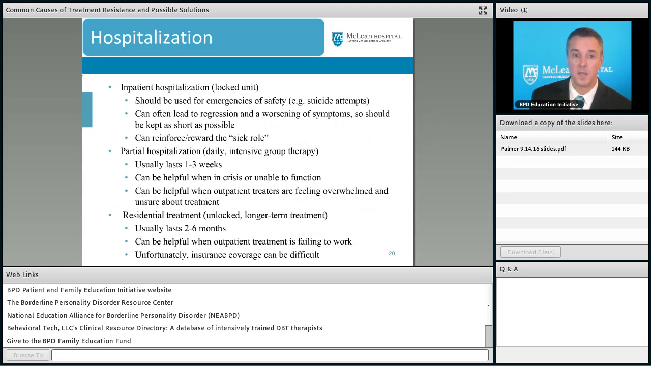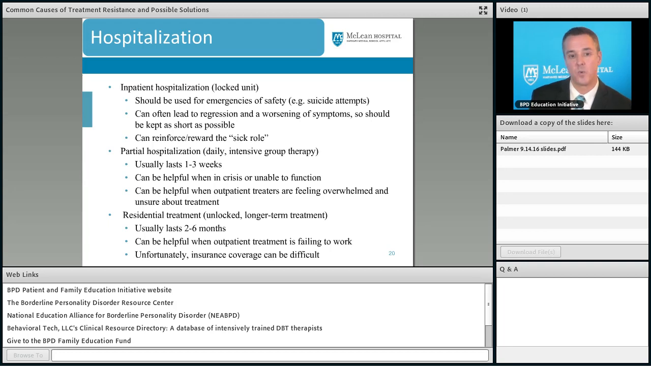So hospitalization, this always comes up in treatment. People sometimes want to send somebody to McLean. I'll send somebody to McLean for 2 weeks. You guys will fix her or him up and they'll be better. Well, inpatient hospitalization is really about emergencies of safety and rarely provides definitive treatment.